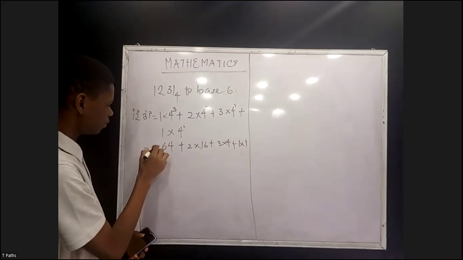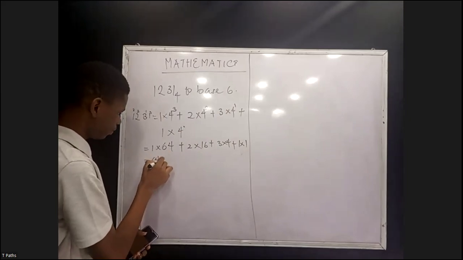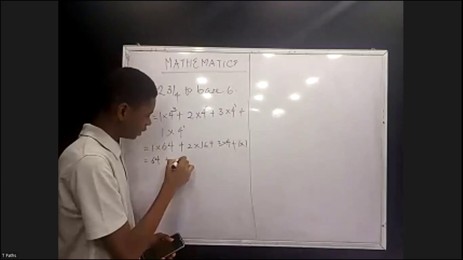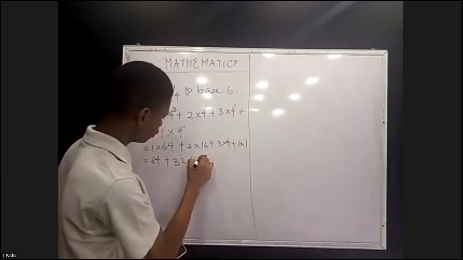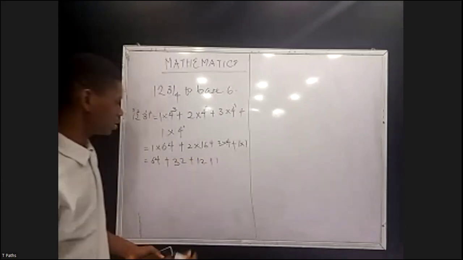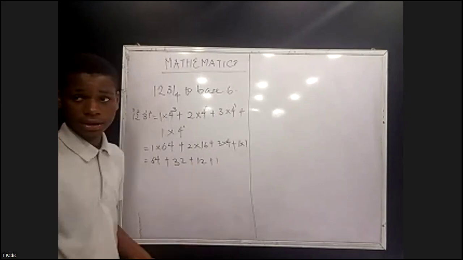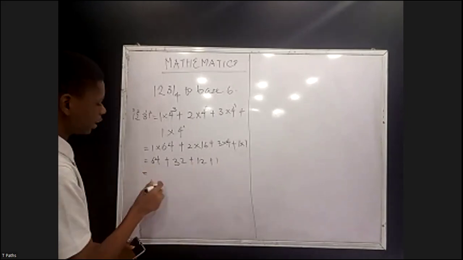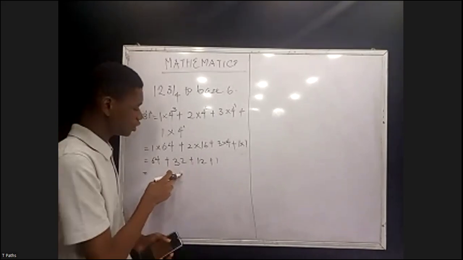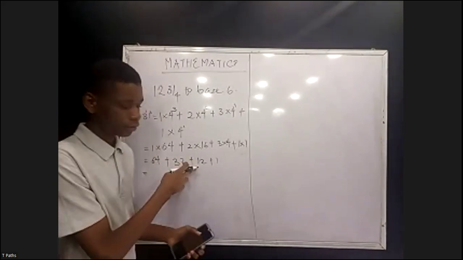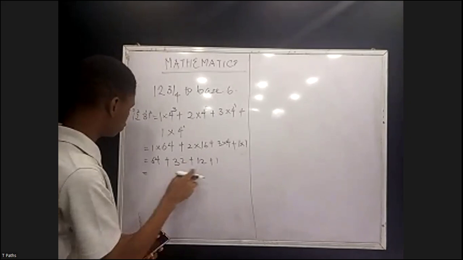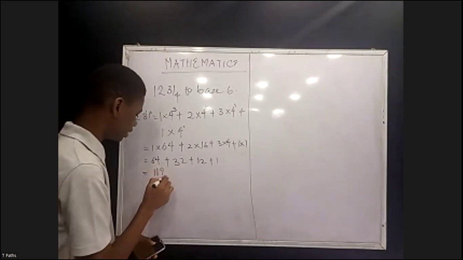So here I'm going to have 1 times 64, which is 64, plus 2 times 16, which is 32, plus 3 times 4, which is 12, plus 1. Right, so I'll have to add this up. I have 64 plus 32, which gives me 96, plus 12, which gives me 108. Then plus 1, that's 109. So now I have 109.